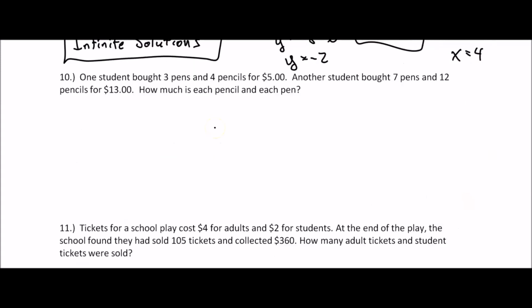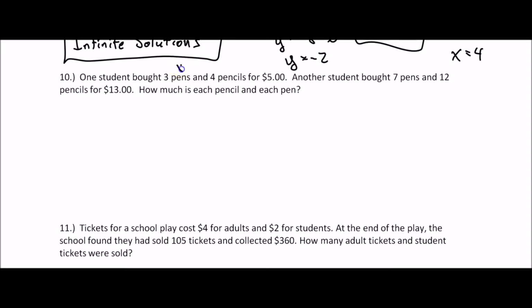Okay. This one: a student bought 3 pens and 4 pencils for $5. Another student bought 7 pens and 12 pencils for $13. How much did each pencil and pen cost? And so this one, they're describing each equation. Each sentence kind of gives me an equation, and it's being described in standard form.